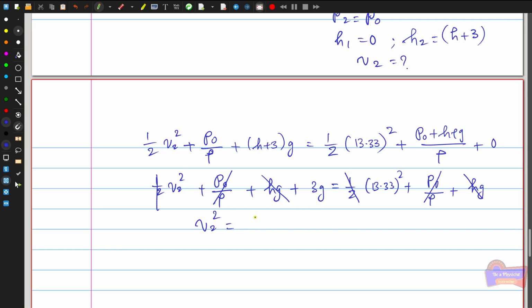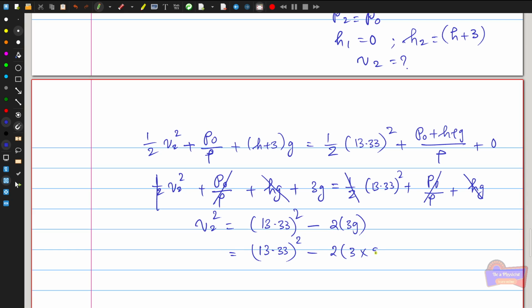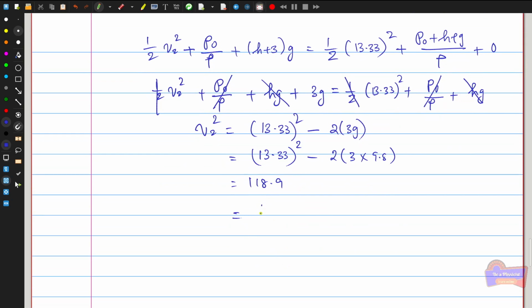which is equal to 13.33 the whole squared minus 2 times this 3g, because if I multiply this and this by 2, you will get 2 times 3g, so that you can just substitute the values now. 13.33 squared minus 2 into 3 into 9.8 will give you the value of 118.9, so the V2 squared is equal to 118.9, or I can convert this into meters per second, so V2 will be almost equal to 10.9 meters per second.